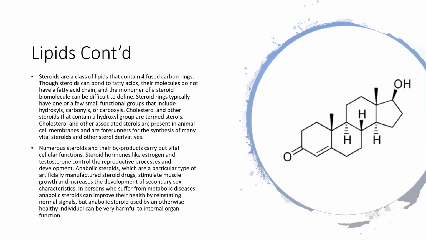Anabolic steroids, which are a particular type of artificially manufactured steroid drugs, stimulate muscle growth and increase the development of secondary sex characteristics. In persons who suffer from metabolic diseases, anabolic steroids can improve their health by reinstating normal signals, but anabolic steroid use by an otherwise healthy individual can be very harmful to internal organ function.